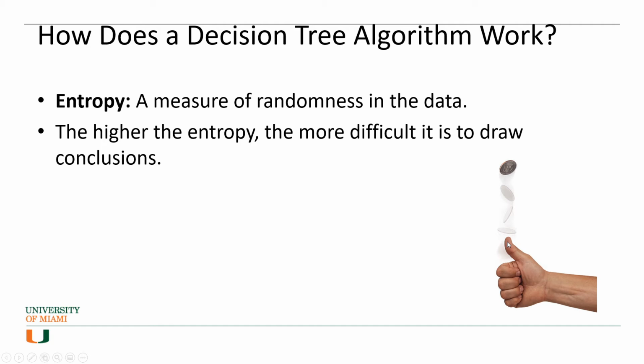Well, before we answer that, we have to know two concepts. The very first one is the concept of entropy, and it is a measure of the randomness in the data. The higher the entropy, the more difficult it is to draw conclusions from the data. An example of a data set with high entropy is flipping a coin. When you flip a coin, it can be heads or it can be tails, right? It's 50-50. You cannot make any conclusions about the results before flipping the coin.